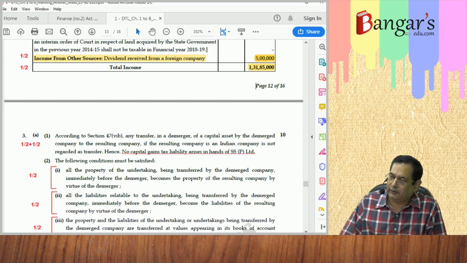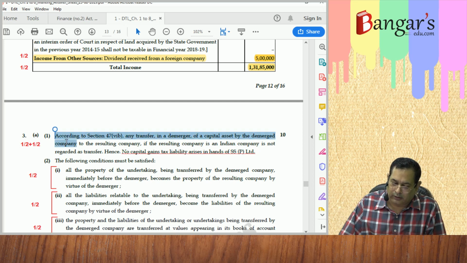In case any assets are transferred by the demerged company to the resulting company in pursuance of demerger, it is not regarded as a transfer. So capital gains won't arise in the hands of SS Private Limited. Similarly, in the hands of RV Private Limited also, no taxation will arise.